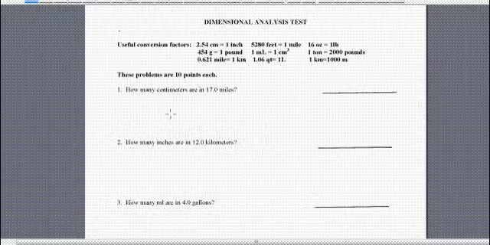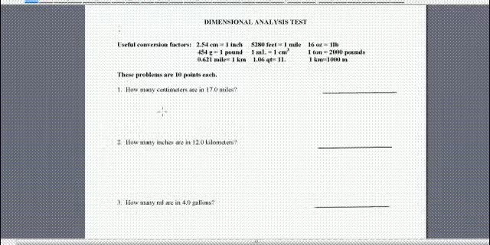Okay guys, here's the dimensional analysis review of the test. Remember, the retest is on Wednesday. Make sure you study. Here are your concepts. Remember, all your conversion units are going to be up here. You already got them. There's one more.